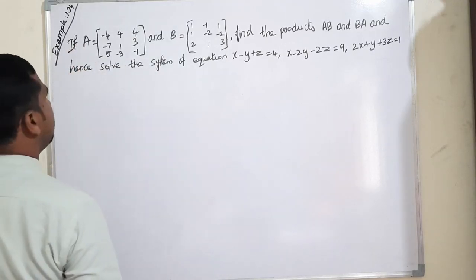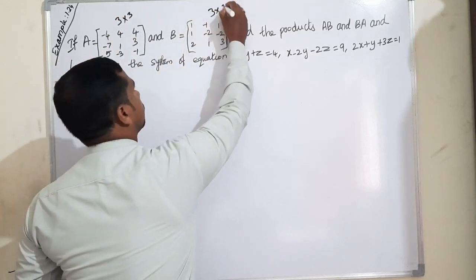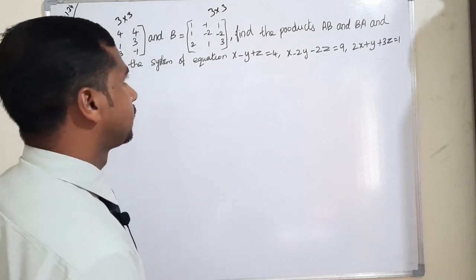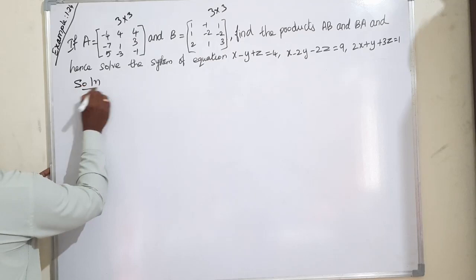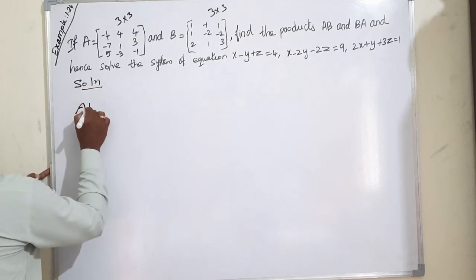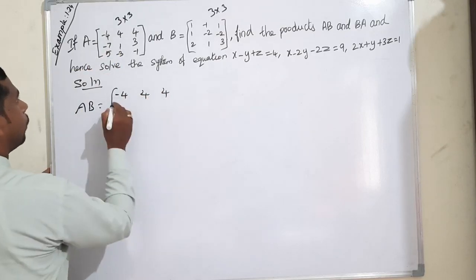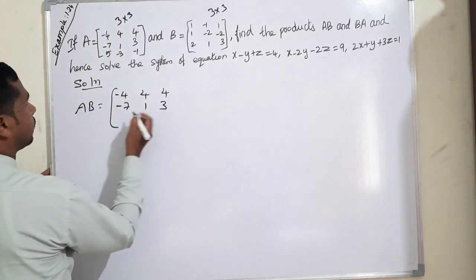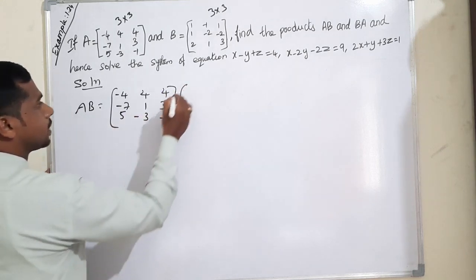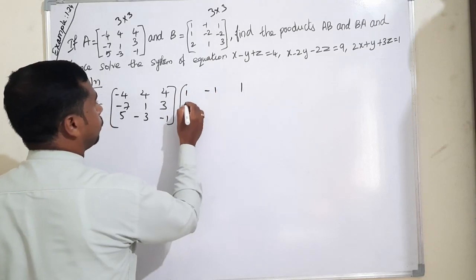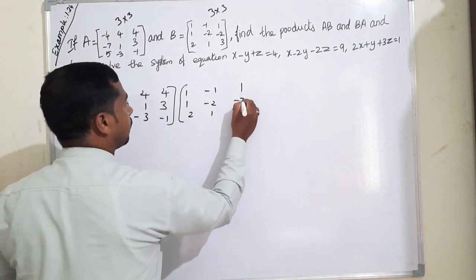Condition: if A is a 3×3 matrix and B is also a 3×3 matrix, find the products AB and BA. First we need to find AB. So A is equal to [-4, 4, 4; -7, 1, 3; 5, -3, -1]. Then B is [1, -1, 1; 1, -2, -2; 2, 1, 3].